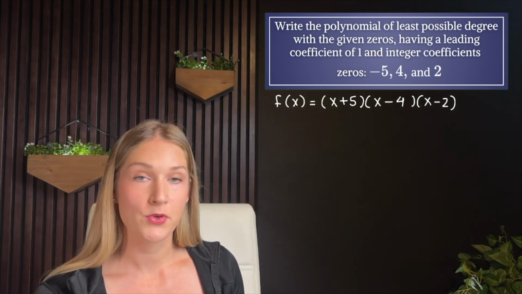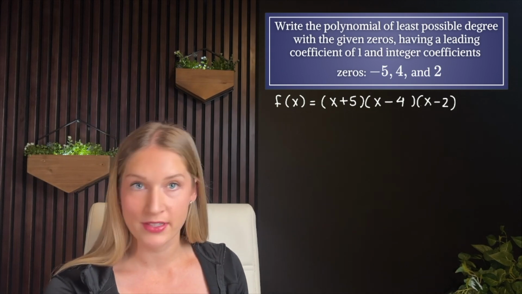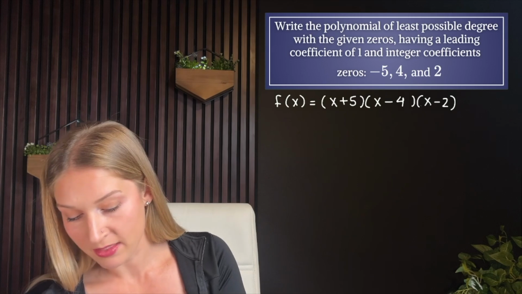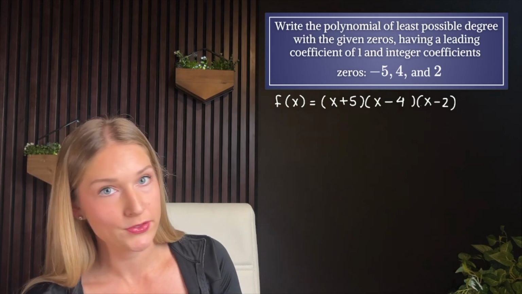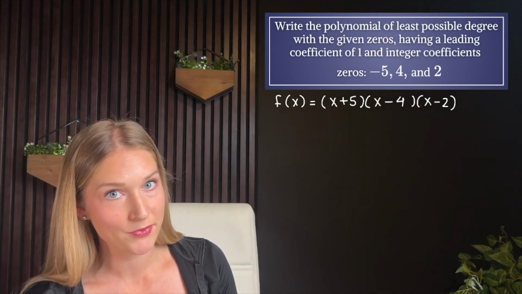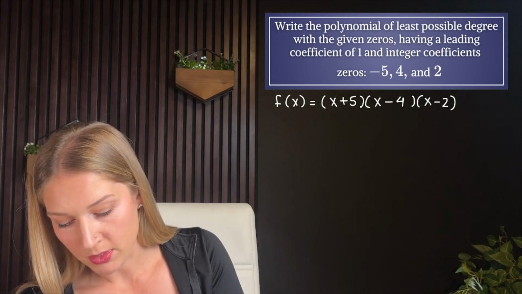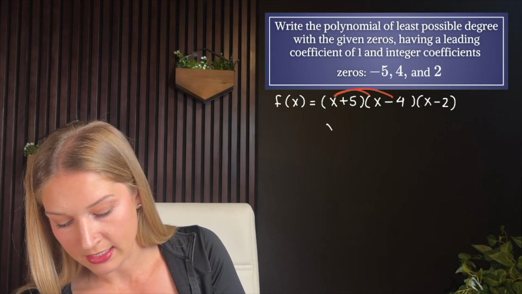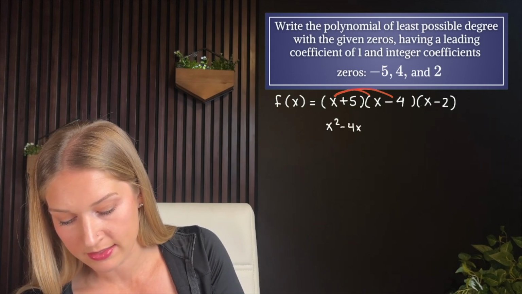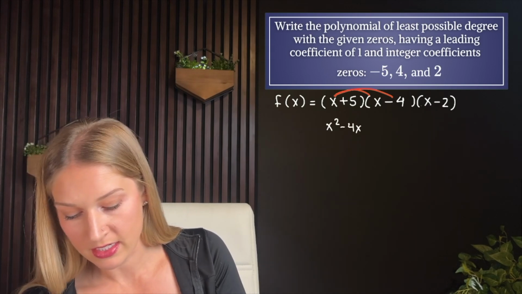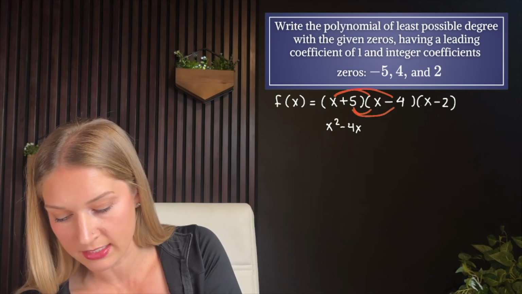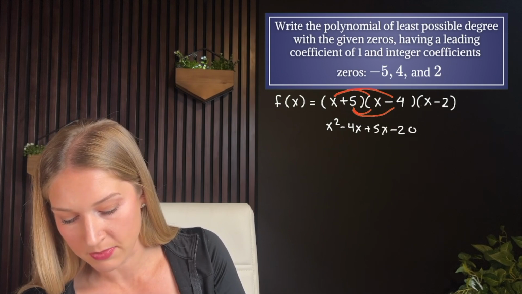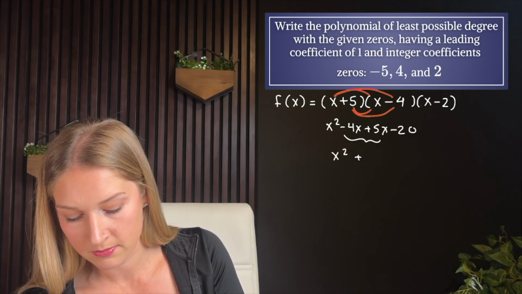Now from here, I'm going to simplify. I'm going to multiply everything out and write this in standard form. So I'll go ahead and multiply just the first two together. If you use FOIL, go ahead and use FOIL. I prefer just to distribute. So I'll distribute my x to x and -4. I get x squared minus 4x. Then I take my 5 and I distribute. I get 5x minus 20. I can then combine my like terms.